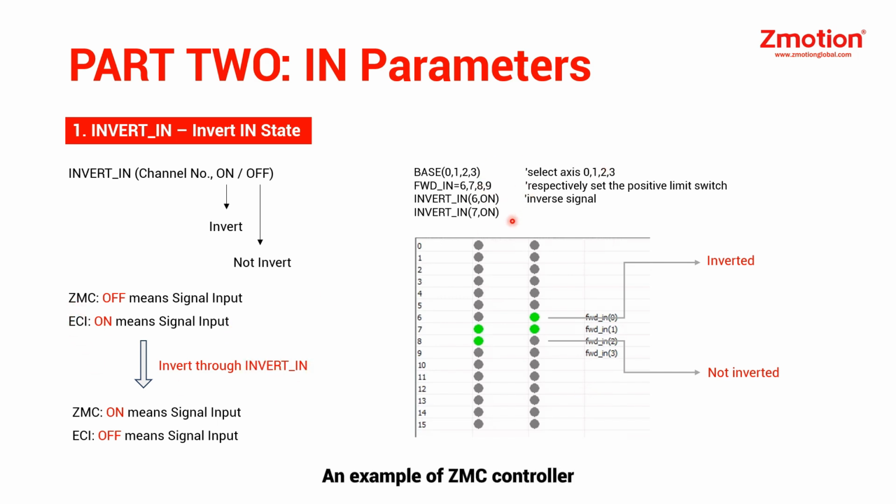An example of a ZMC controller: axis 0, axis 1, axis 2, and axis 3 are selected, and positive hard position limits are set for them one by one. Because it is a ZMC controller, the IN signal is triggered to be valid when off. Invert IN 6 here, then it is gray, becomes off, then valid. It can be seen IN 8 is not inverted, so it is still on, but invalid. There is no way to trigger the positive position limit.